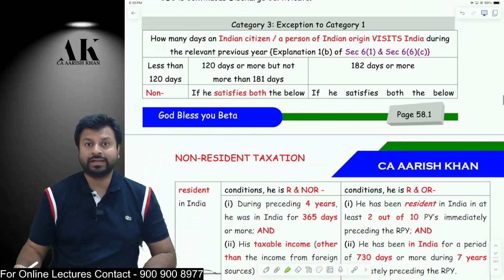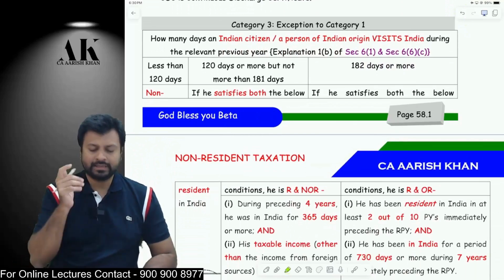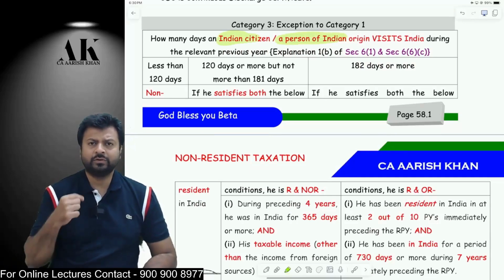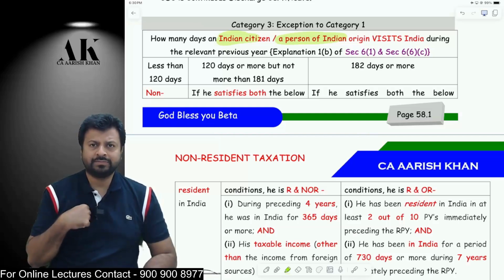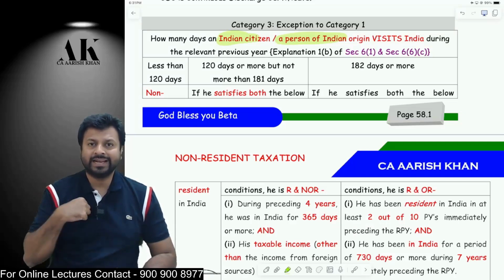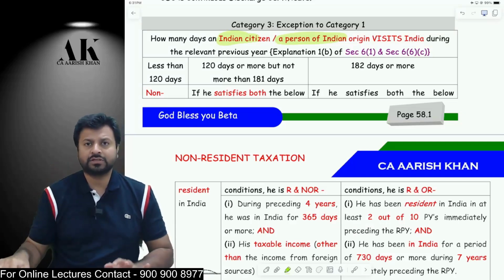Now coming to the third category. The third category is applicable to an Indian citizen or person of Indian origin. Now you will ask me, who is a person of Indian origin? I can be called a person of Indian origin if I or my parents or my grandparents, maternal or paternal, either of the grandparents were born in undivided India.